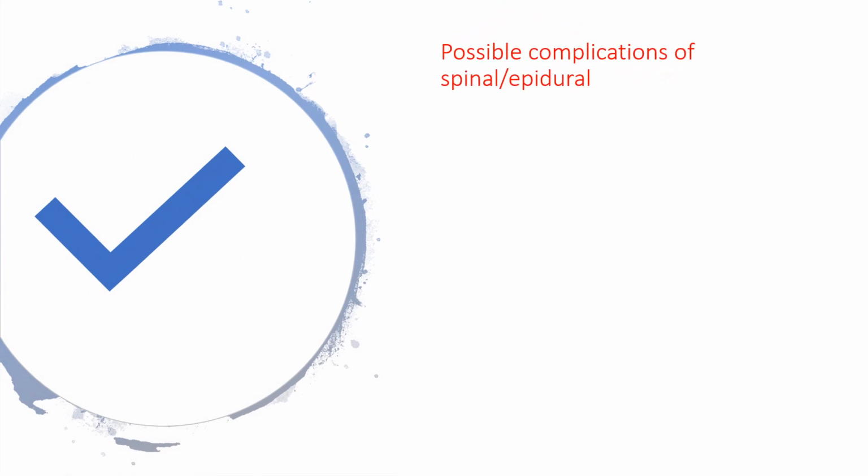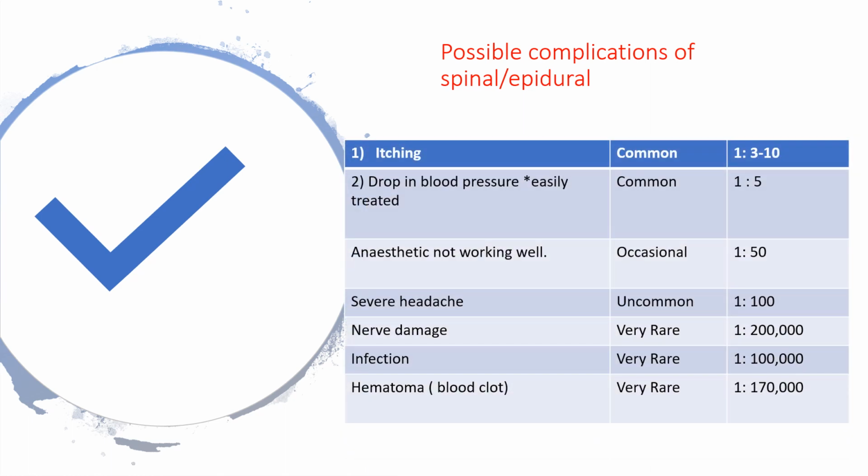A spinal anesthetic is safe and it is rare to have complications, but as with all medical procedures, there are some risks. The major risk associated with a spinal is very rare and is almost the same chance as a major complication following a general anesthetic. I will now go through the risks associated with a spinal or epidural. Common side effects include itching and a drop in blood pressure, both of which are easily treated.